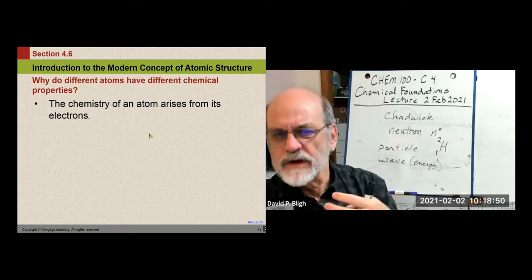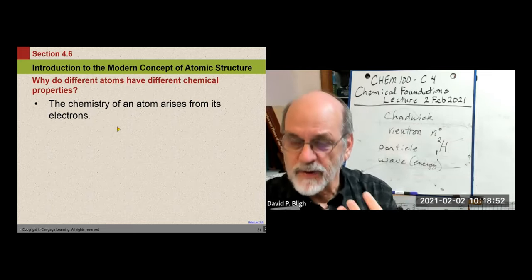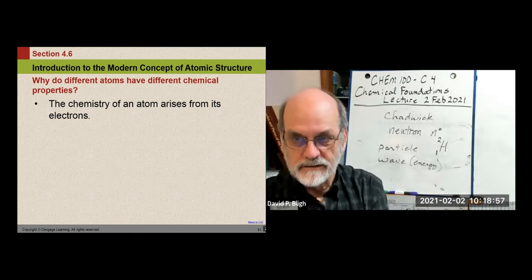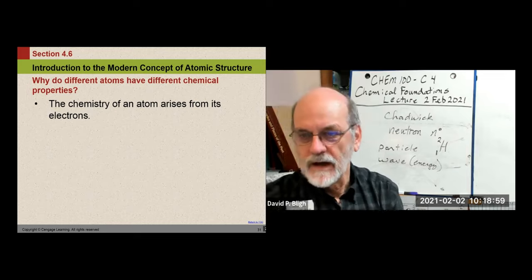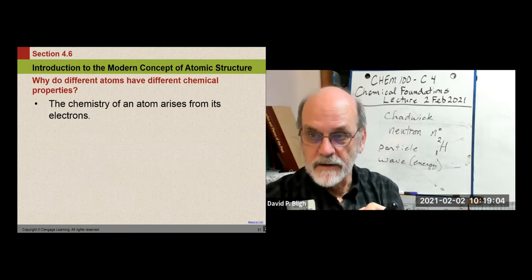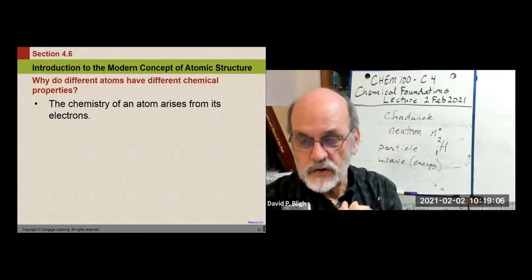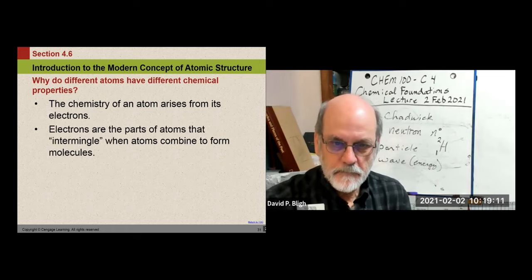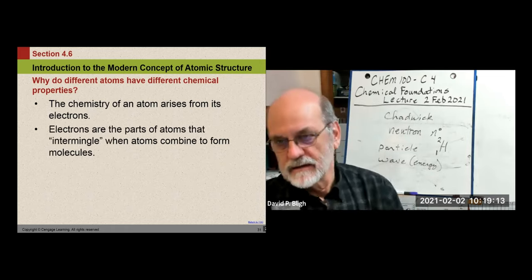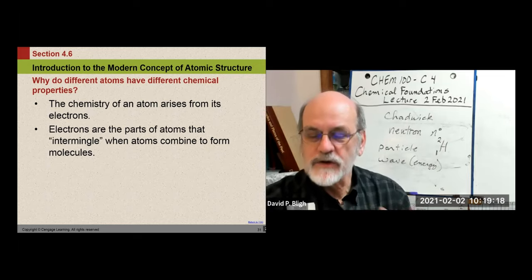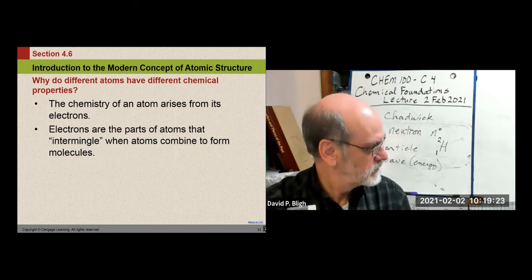Of course, we know that the behavior of the electrons is based upon the entire structure of the atom, and that means the neutron has control. But when two different atoms approach one another, before they see the nucleus, they see the electrons of their neighbor. And the intermingling of those electrons in certain ways are responsible for the combinations that become molecules.